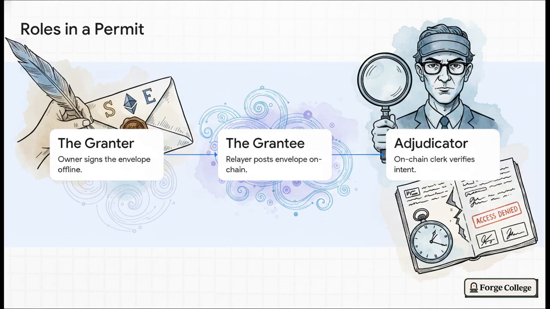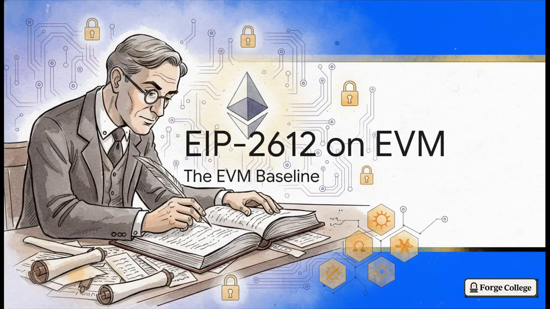I always like to picture the adjudicator as this incredibly pedantic, strictly by the book on-chain clerk. This clerk inspects your envelope, and if the signature doesn't perfectly match the owner, or if the deadline has passed by even a single second, the clerk refuses to open it. Boom, access denied. Section 3. EIP-2612 on Ethereum, the EVM baseline.